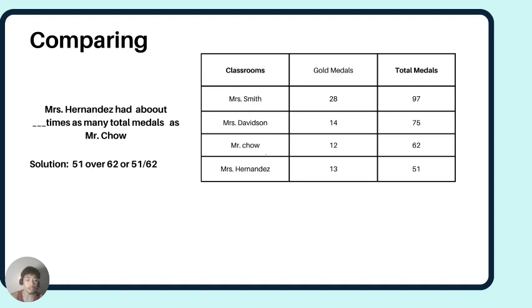Another would be: Mrs. Hernandez had about how many times as many total medals as Mr. Chow. So in this table, Mrs. Hernandez had 51, while Mr. Chow had 62 medals. Therefore, we have 51 over 62.